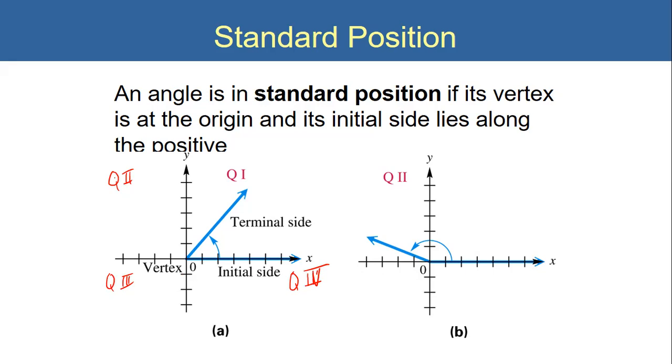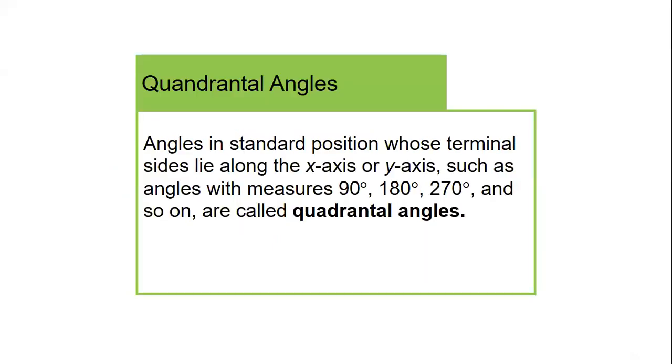Your initial side always starts on the positive x-axis. So your initial side is always your positive x-axis. And your terminal side is the one that rotates through the quadrants. Ringing bells, sounds familiar? When we talk about quadrantal angles, those are your turns around the quadrants. So that's where you're going 90, 180, 270, and back to 360. Those are your 90-degree turns around your quadrants.